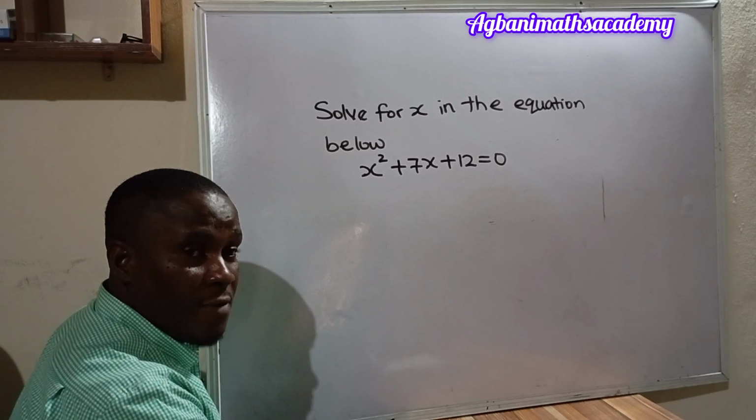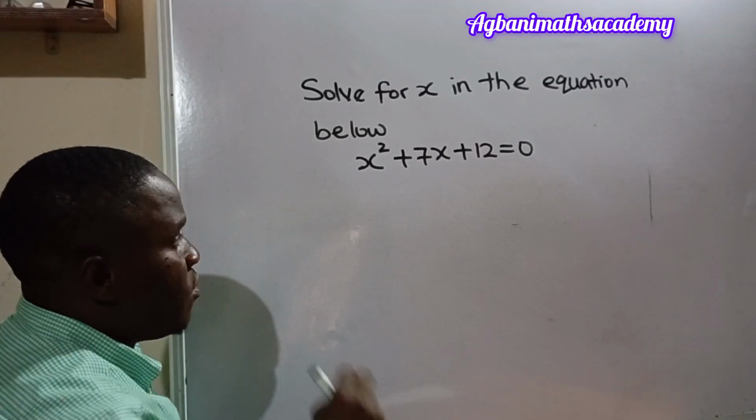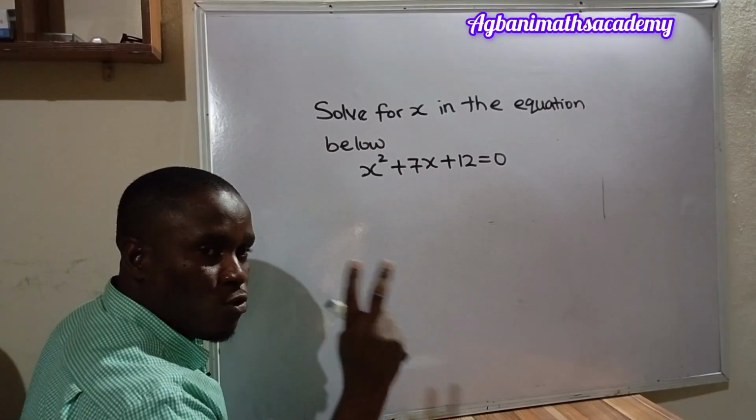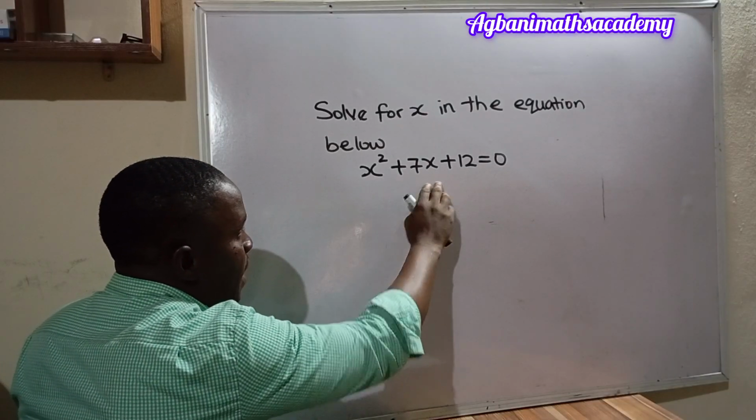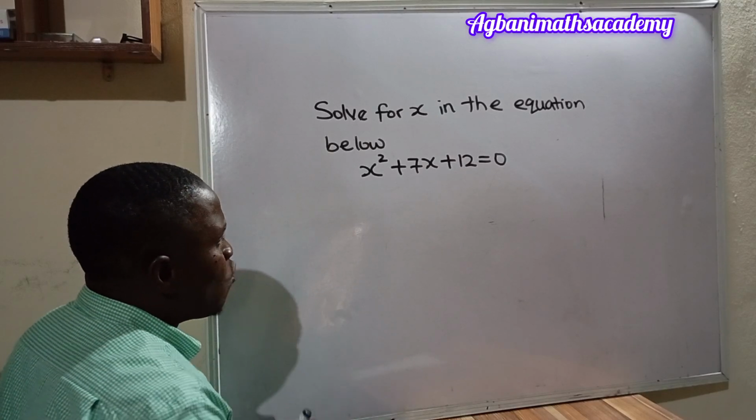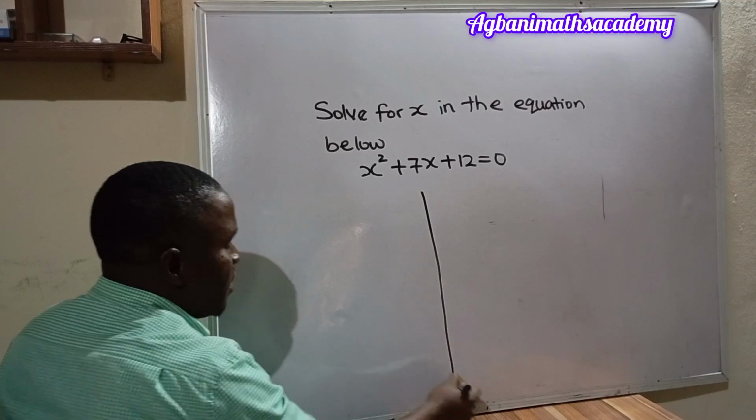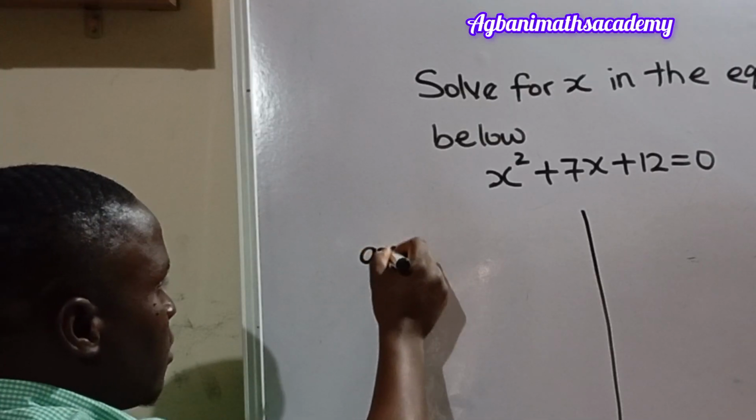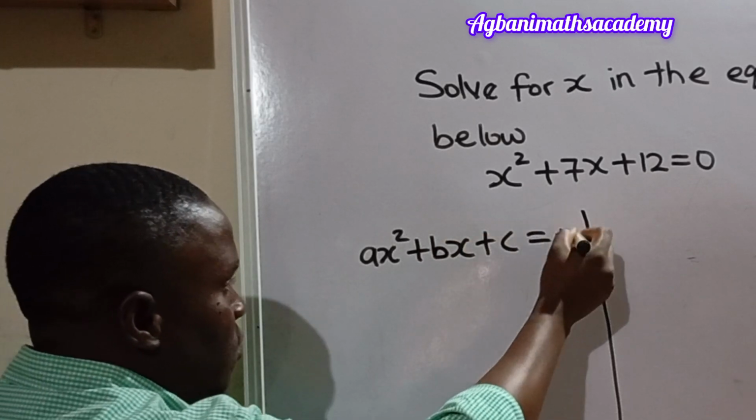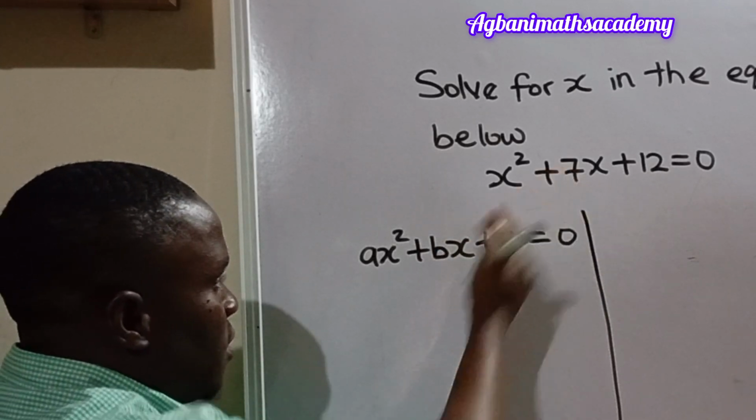And remember, we are using the factor method. In using the factor method, the first thing we are going to do is split this value here, plus 7x, into two values so that we can apply factorization by grouping. Every quadratic equation is written in the form ax squared plus bx plus c is equal to 0. Let's compare this to this.